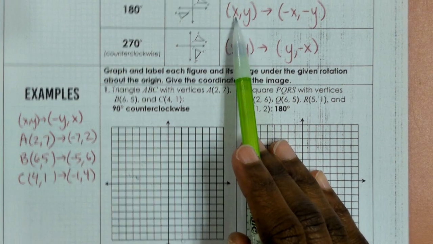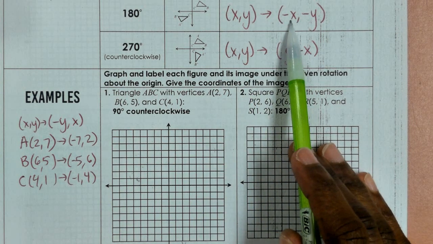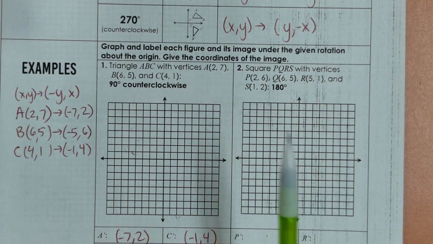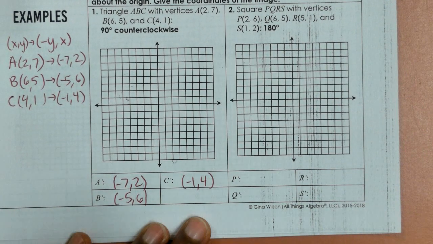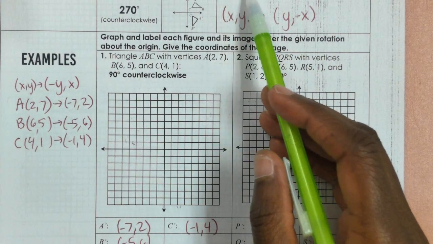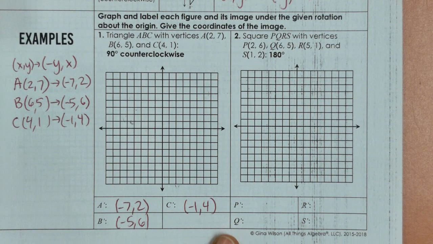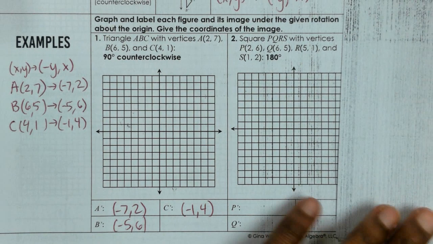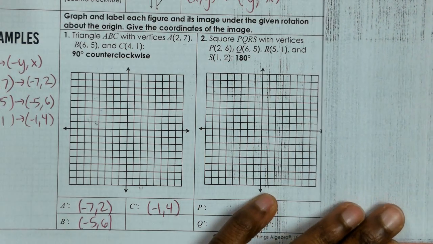So for 180, if you look at it, x and y, you change the sign of x and change the sign of y, but you keep them in the same order. So without even having to do anything, I'm going to change the sign. Okay, so if I just do the rule, (x, y) becomes (negative x, negative y). So I'm going to just show it on a sheet of paper here to the side. And now I'm going to move the paper.